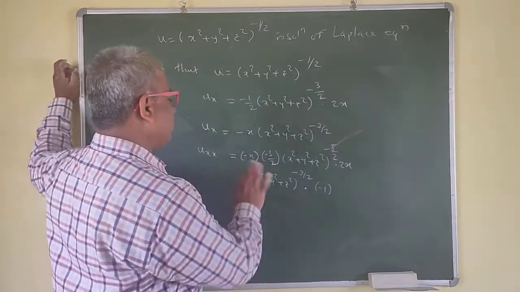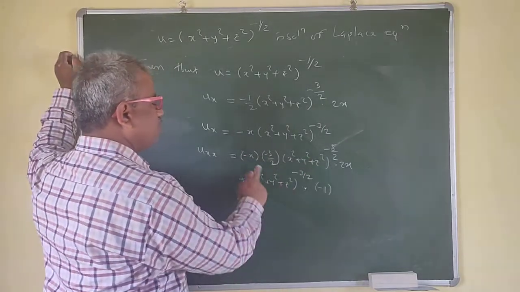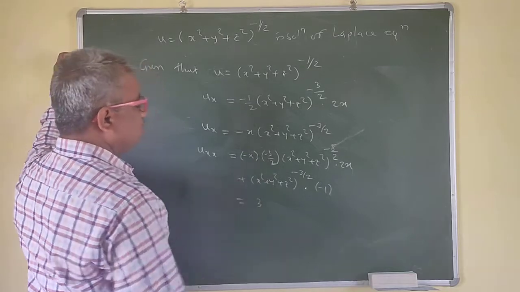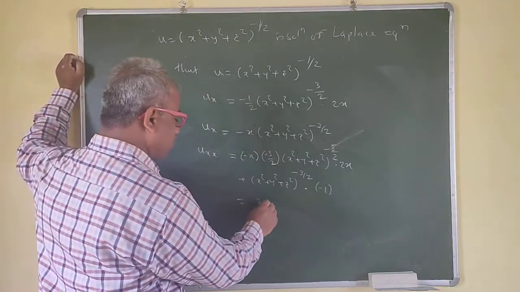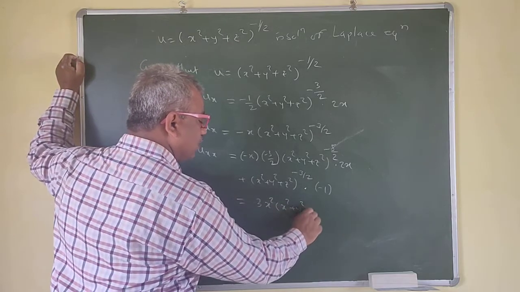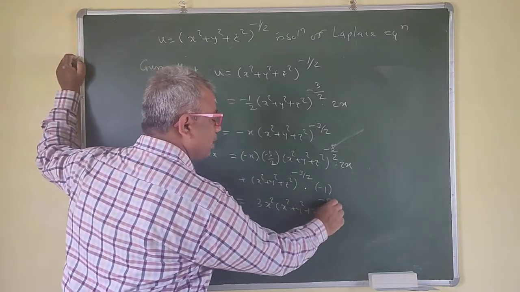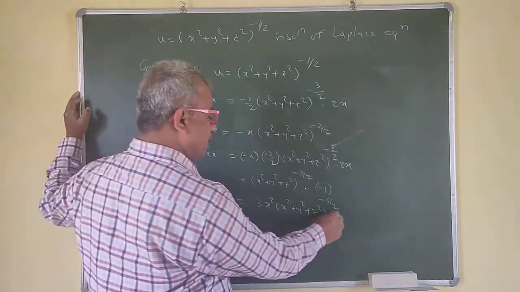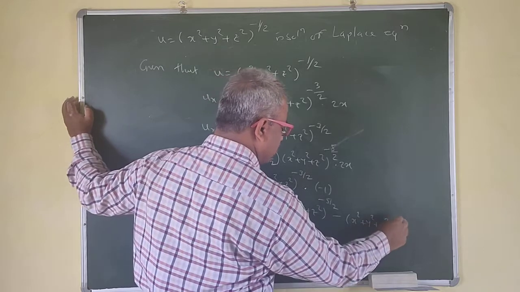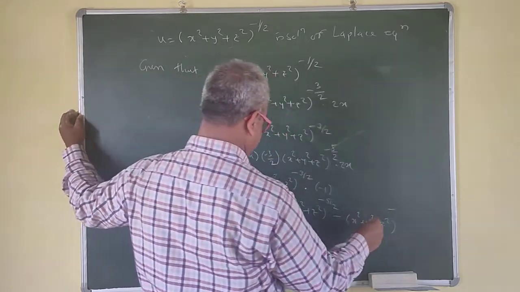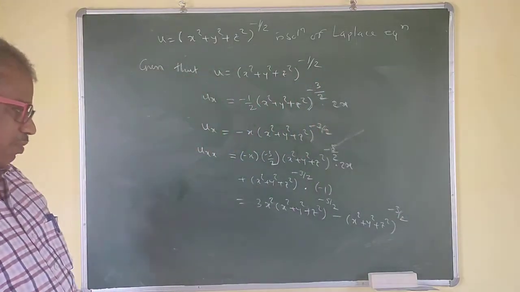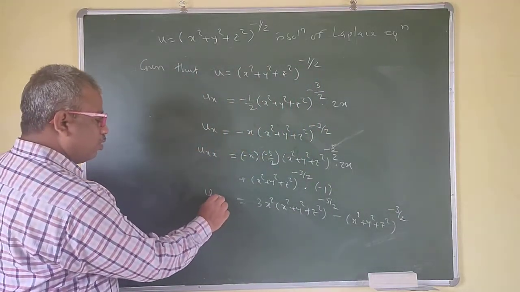Okay, keep as it is now. This is what? So 2 get cancelled only. So this is what? Minus 3. Minus also get cancelled. So this is 3x square now, (x square plus y square plus z square) to the power minus 5 by 2. Then this will be the minus now, minus (x square plus y square plus z square) to the power minus 3 by 2. This is what your uxx.